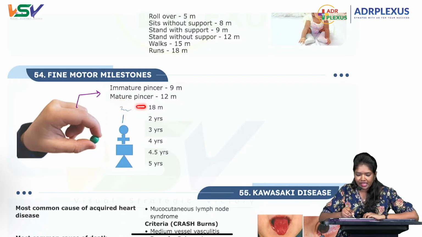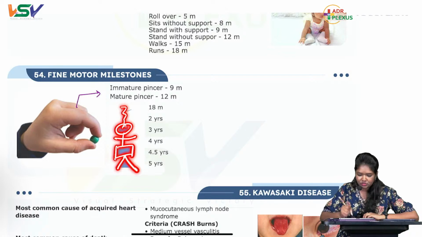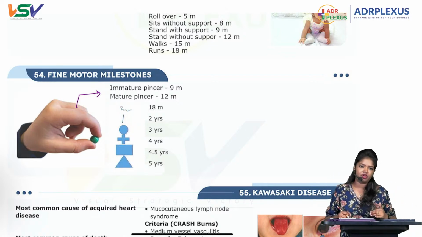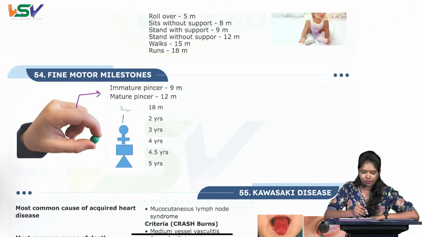So scribbling by 18 months. Vertical stroke 2 years. Circle 3 years. Cross 4 years. Rectangle 4.5 years. Triangle 5 years. So how do you remember? It is like a scarecrow being suspended. So 2 years, 3 years, 4 years, 4.5 years and 5 years. Triangle is 5 years. So these are some of the fine motor milestones.